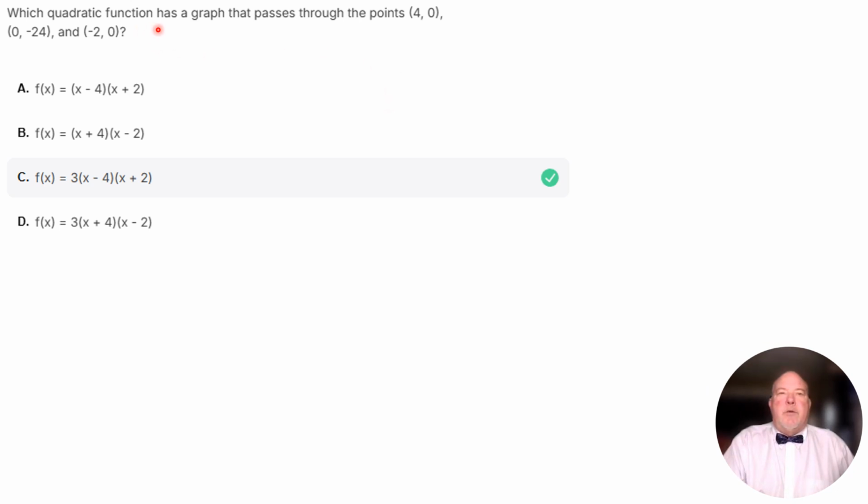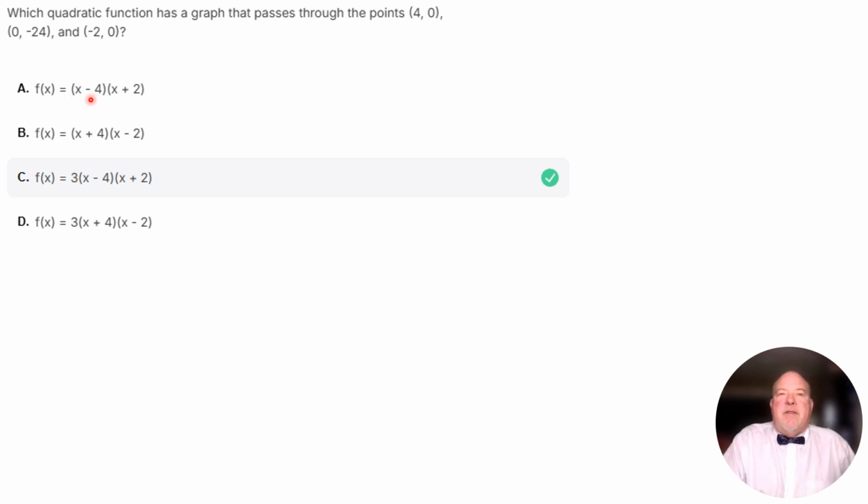So it says, which quadratic function has a graph that passes through the points (4, 0), (0, -24), and (-2, 0)? So we have these quadratic functions and they're looking for the one that goes through each of these 3 points. One thing you could do, let me just say this to start off with, is take these points, each an x and a y value, and plug them in and see if they make the function true.